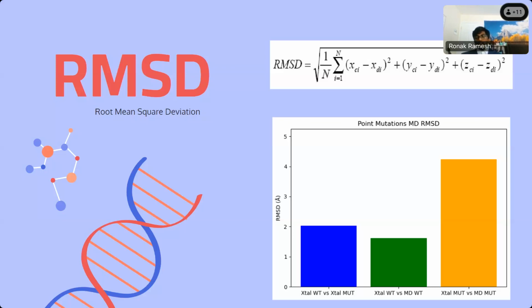Now, the final bar here, the yellow bar, is the final comparison, which evaluates the fluctuation of the mutated proteins from the MD simulations around the crystal mutant structure. It quantifies just how much the mutated structure fluctuates around its average position during the simulation. The calculated RMSD value for this was approximately 4.3 angstroms, which showed me a higher degree of structural deviation.